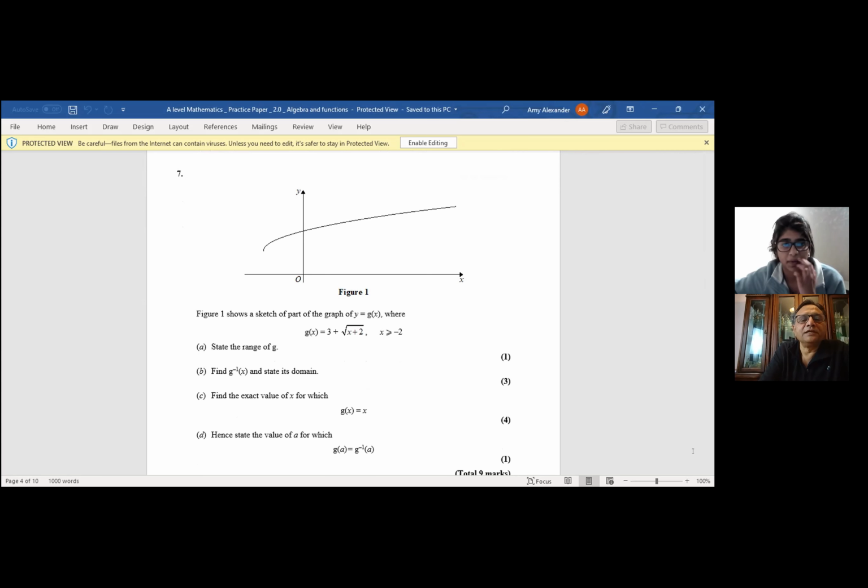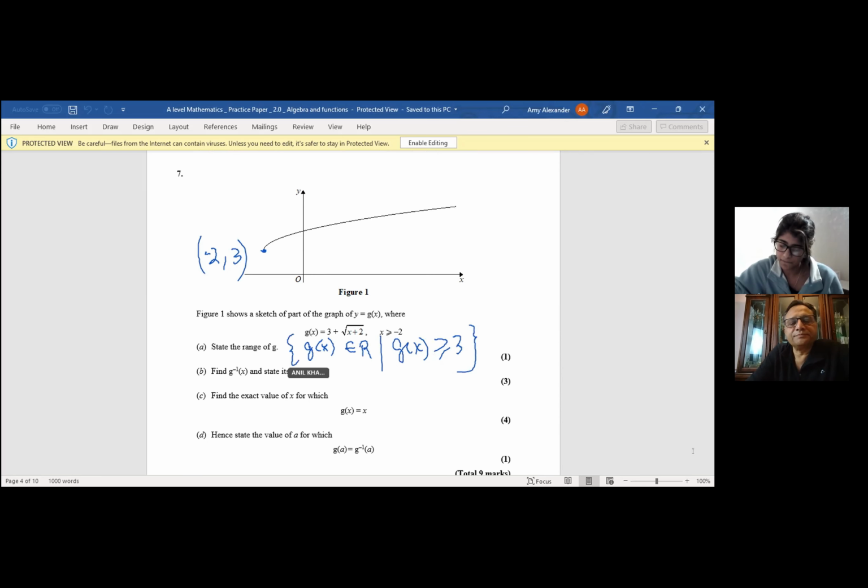Tell me. You always have to find this point, right? What is this point? This point is minus 2. So you sub that in and you get 3. So (-2, 3), right? So that is your point. g(x) is greater than or equal to 3. So the range is that g(x) belongs to real numbers, such that g(x) is greater than or equal to 3. Is it okay? So write it complete in the set form.